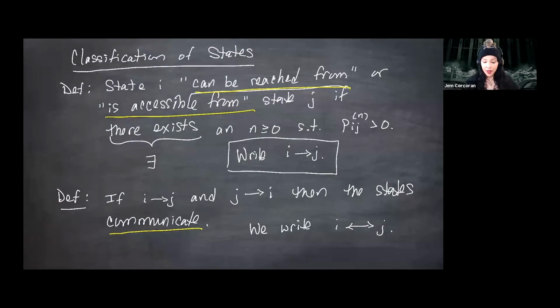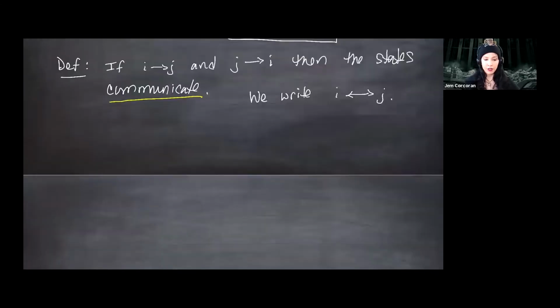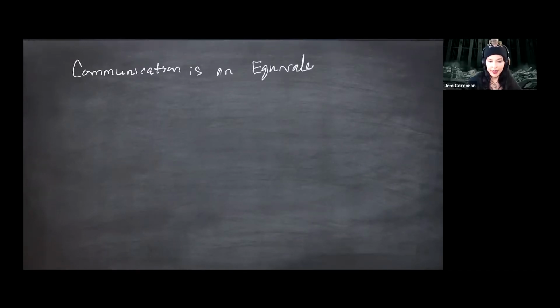Okay, so I did say that Durrett was putting these in classes, and we can put these in classes of states that communicate because this concept of communication forms what is known in math as an equivalence relation. And that means it satisfies 3 properties. So communication is an equivalence relation, and that means precisely the following 3 properties are going to hold.